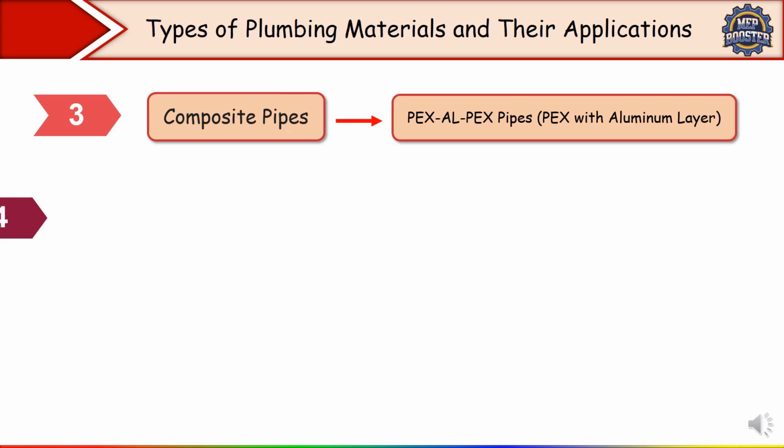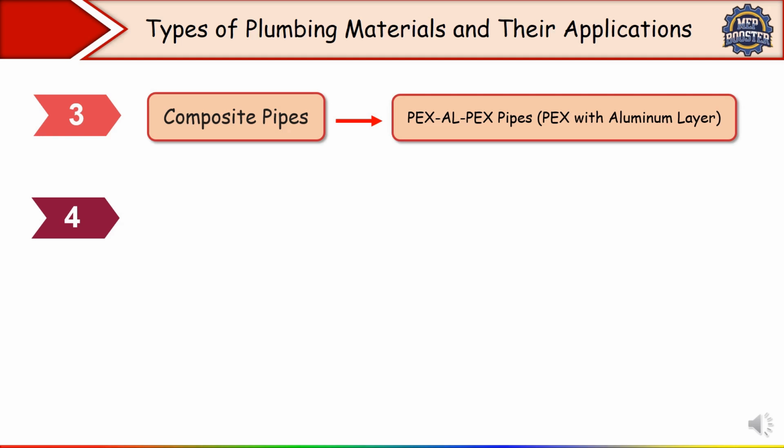Okay, so see here it is given PEX-AL-PEX pipe. It means what? As I told you, these are 3 layers. Inner layer is made up of PEX material, means cross-link polyethylene, middle layer aluminium, and outer layer also PEX.